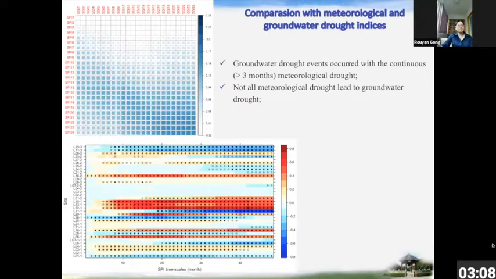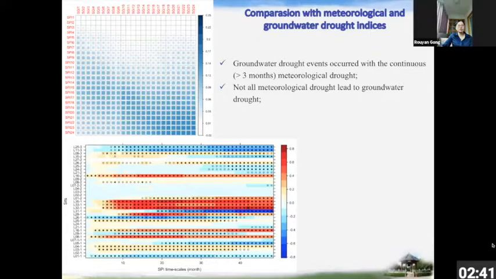Correlation analysis between maximum and average temperature and the drought index defines the causes of the drought. Using the time series of measured groundwater table, groundwater drought events occurred with continuous meteorological drought greater than 3 months. However, not all meteorological droughts lead to groundwater drought.